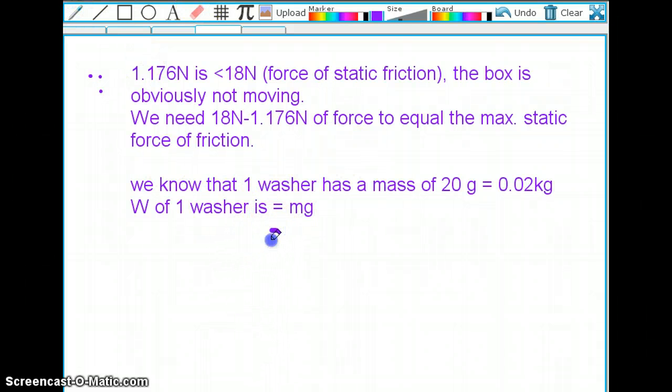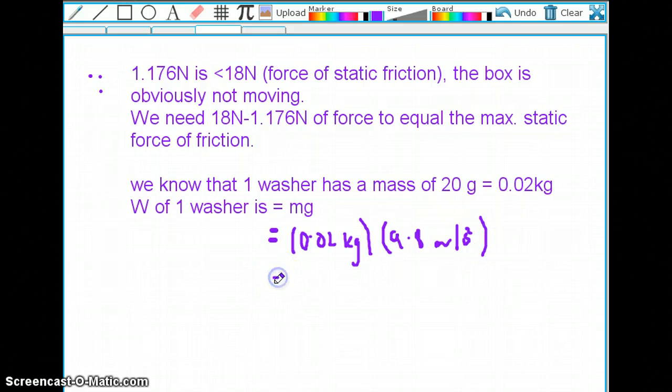So the mass is 0.02. Actually, it's a little too big. So the mass, 0.02 kilograms. Again, acceleration due to gravity is 9.8 meters per second squared, and this gives you 0.196 newtons, right? So this is the weight of one washer.